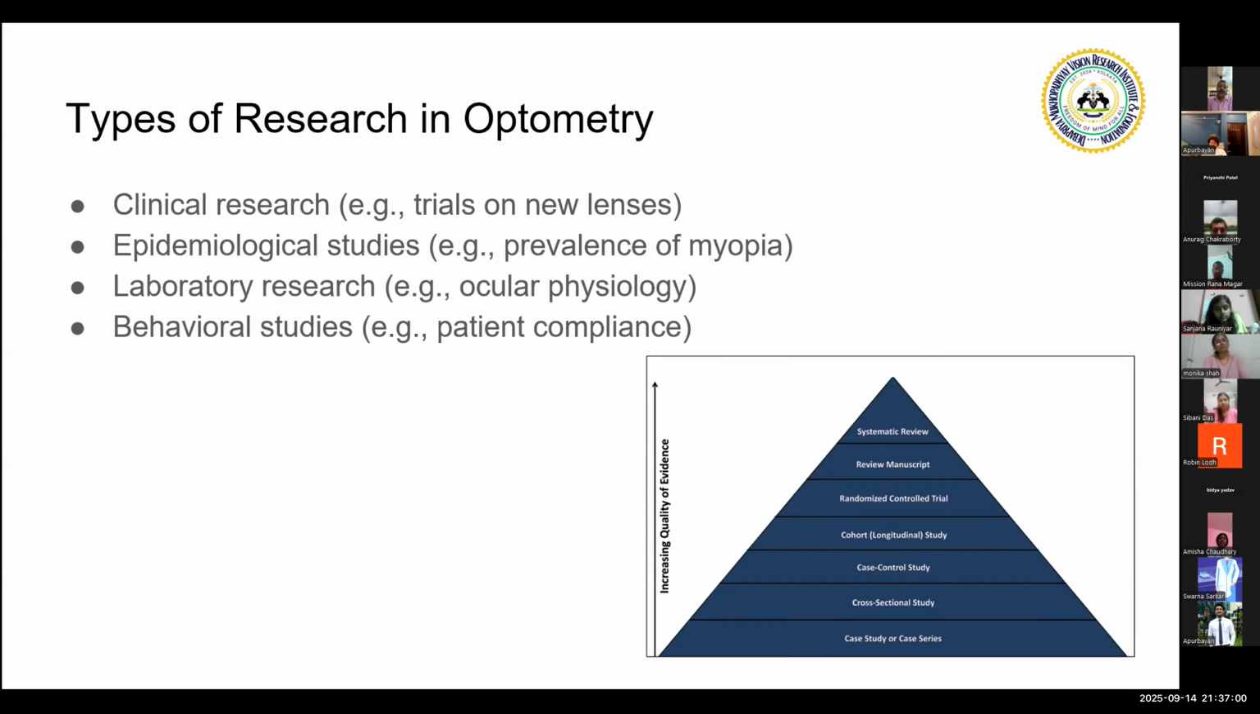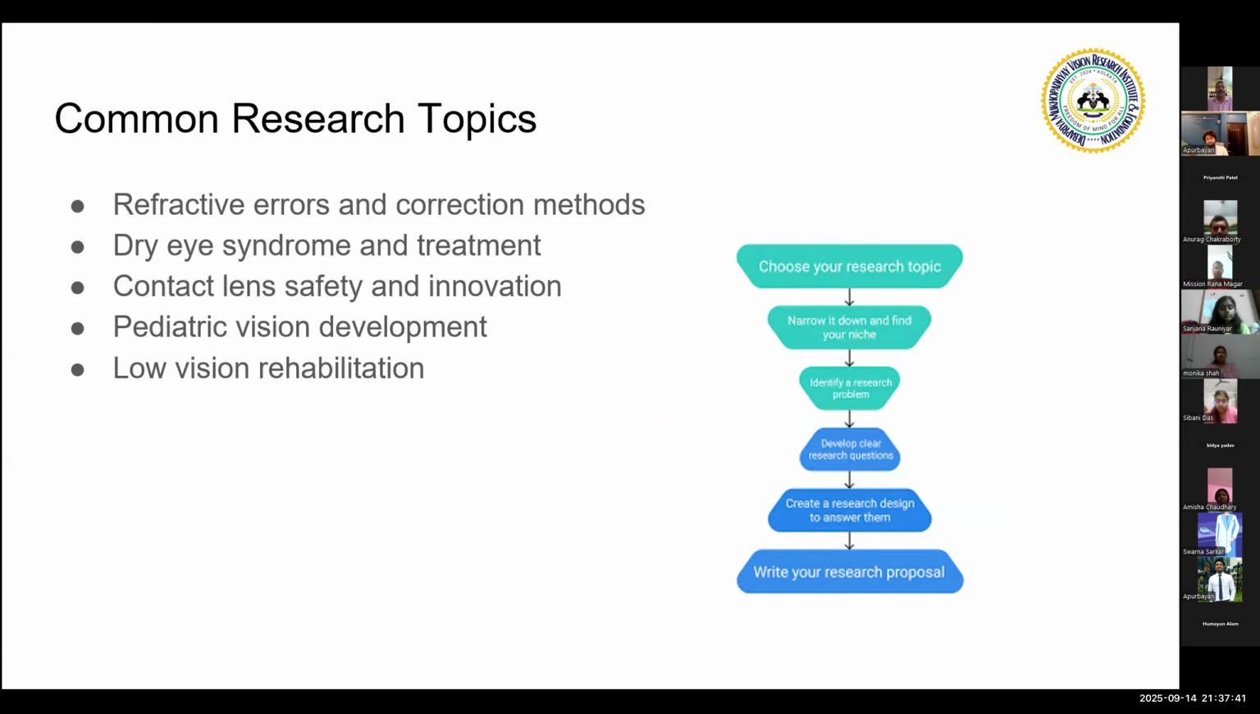Okay, now Apurvan, can you go to the next slide? Common research topics. You will be very happy to see how to find out the topics. So how to find out the topics? First, you need to find out the refractive errors and correction methods. So these are common research topics.